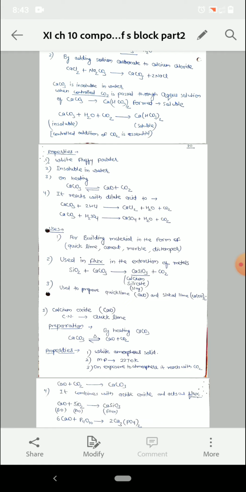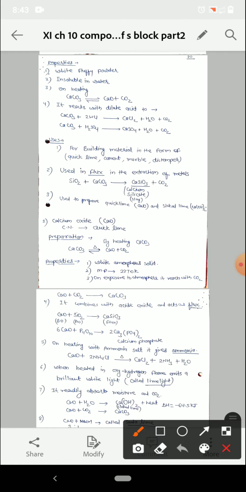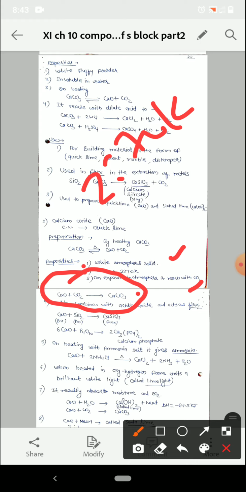Now the next one is properties. Calcium oxide is a white amorphous solid, not crystalline, it is an amorphous solid. Melting point is 2270 Kelvin, and on exposure to the atmosphere it reacts with CO2 and forms CaCO3. So it is the reaction, and its opposite reaction will be useful in the formation of CaO.